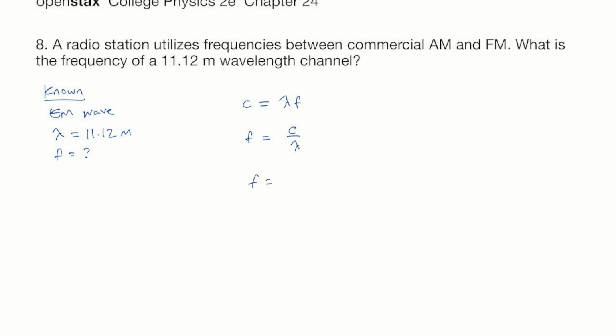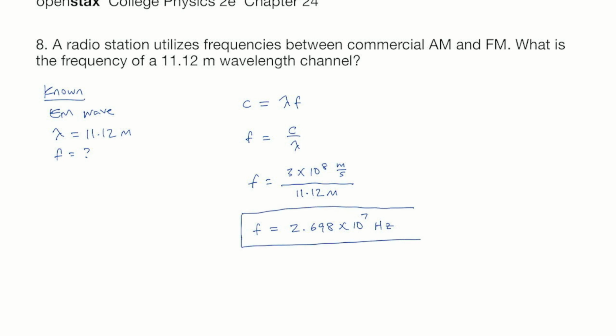All right, substituting the values, c is 3 times 10 to the 8 meters per second. We are dividing by the wavelength lambda, and that is 11.12 meters. I did the calculation, and I found the frequency is 2.698 times 10 to the 7 hertz. And I kept 4 sig figs there because that's how many the wavelength had.